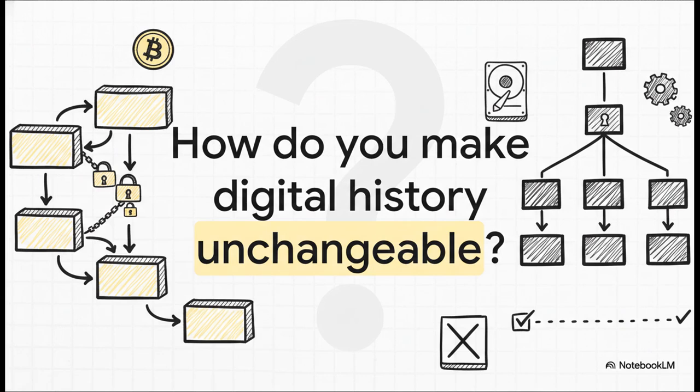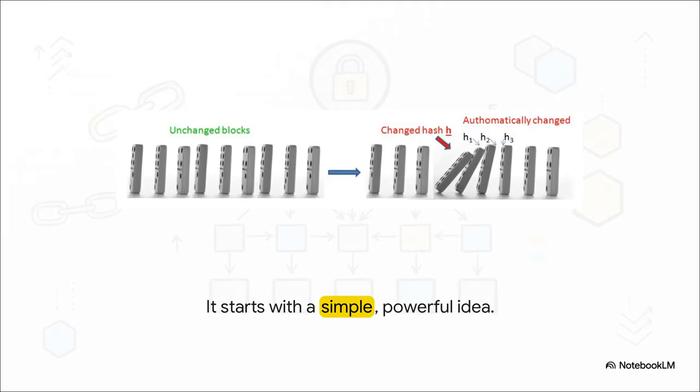So let's kick things off with a huge question. Think about it. In our world, digital stuff, files, photos, text, can be copied and deleted in a blink. So how on earth do you create a record, a history, that's permanent and completely tamper-proof? That was the puzzle Bitcoin had to solve. And the solution starts with an idea that's almost ridiculously simple.